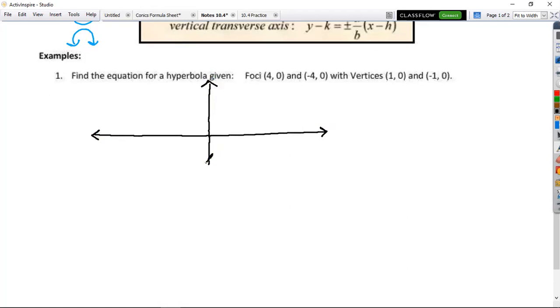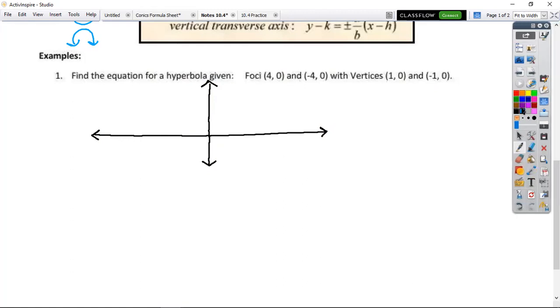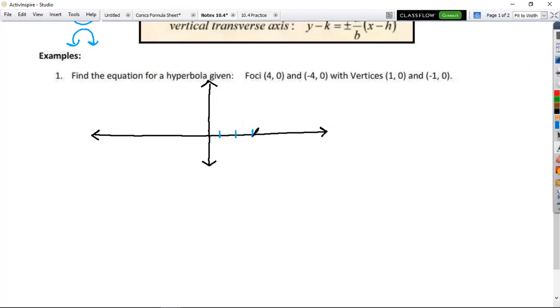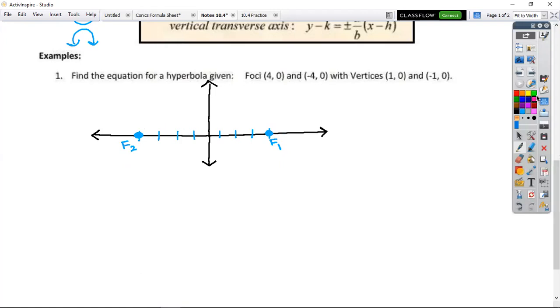All right, so to start this picture, bless you. So my foci are 4, 0 and -4, 0. I'm going to go 1, 2, 3, 4 for my first, and I have -4, 0. I'll call this focus 2, doesn't matter. Focus 1. Okay. Then my vertices are located at 1, 0 and -1, 0.